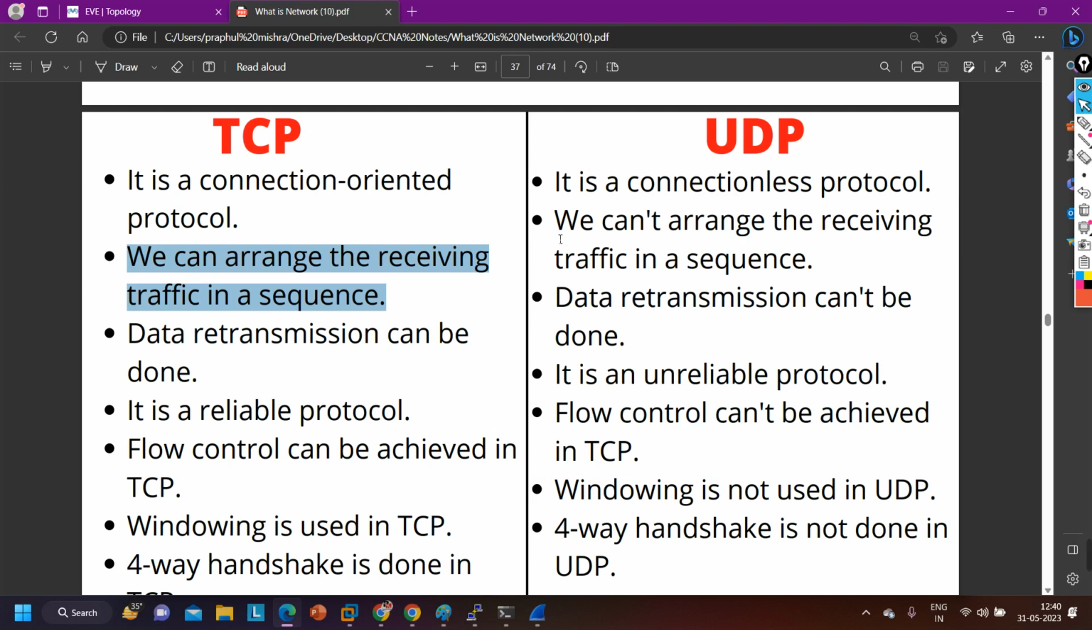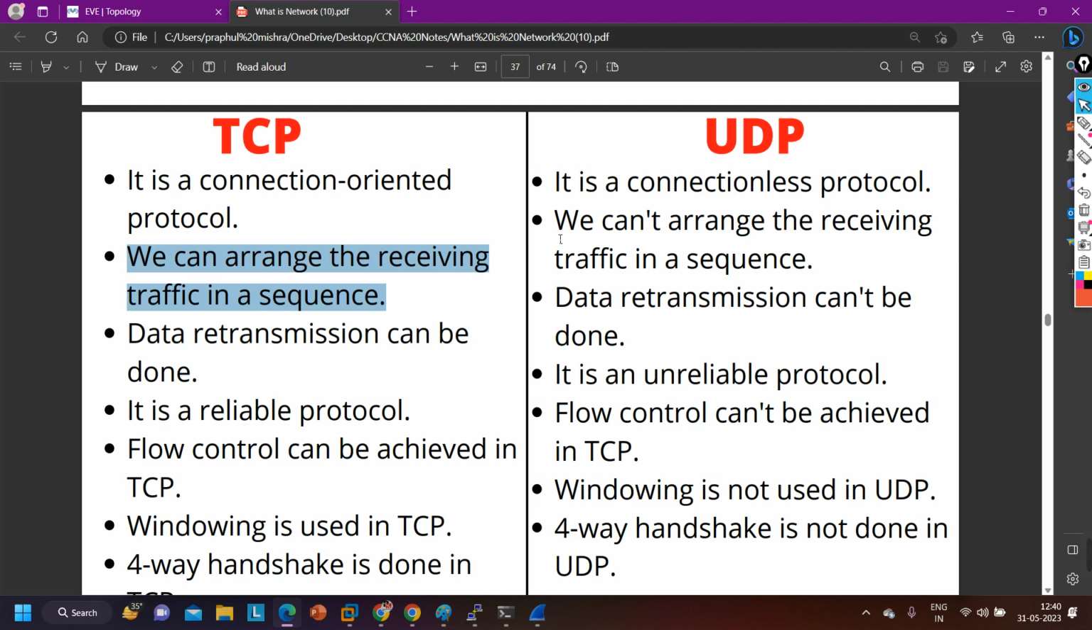Definitely TCP is slow because there is a three-way handshake and acknowledgement, but in UDP there is no acknowledgement. So UDP is fast. Whenever we need fast communication, we use the UDP service. Whenever we need reliable communication, we use the TCP service. And while developing the software, the software engineer decides whether your service is TCP based or UDP based.